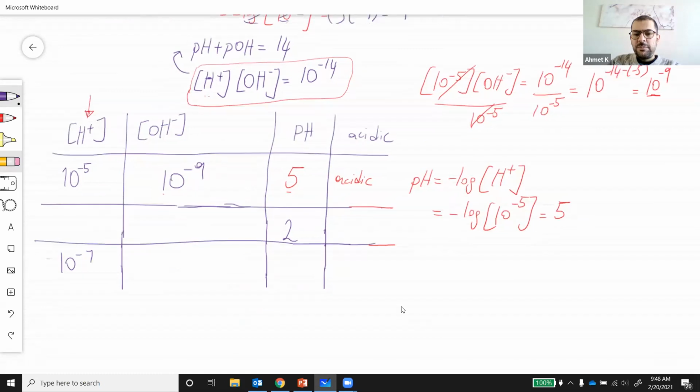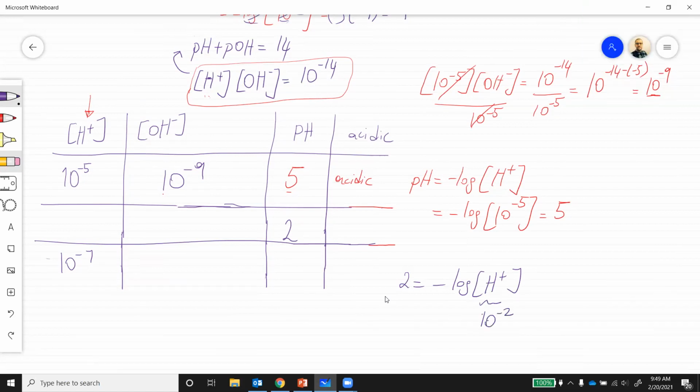Okay, so again, if the pH is 2, I'm looking at this one, guys. pH of 2 is equal to the negative log of the H plus concentration. You can do this with your calculator, but if this is 2, it means the concentration is 10 to the negative 2, right? This is what we learned. The hydronium ion concentration has to be 10 to the negative 2 power.